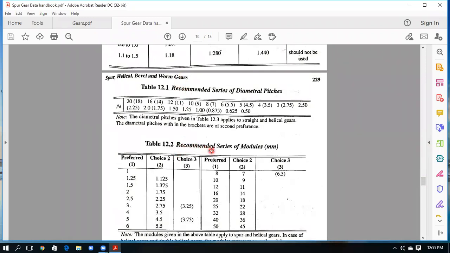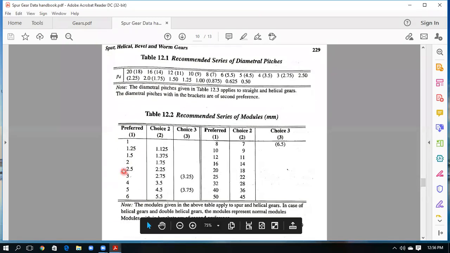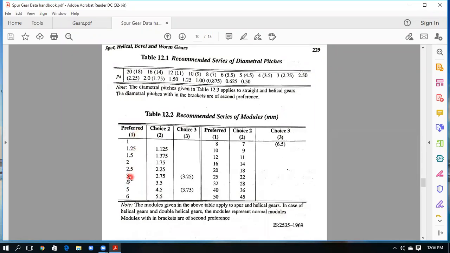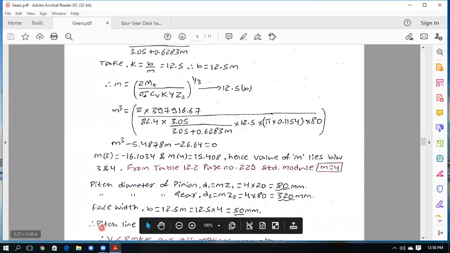So, the recommended series of module. It is in mm. Here you can see that the module we have obtained is in between 3 and 4. You can take the standard one, which is 4. That is preferred choice 1. Always go for preferred choice 1. Otherwise, from the calci you're getting 3.57, means the next immediate value is 4. Therefore, module is equal to 4 from the data handbook, from table 12.2. From this, the standard module is 4.